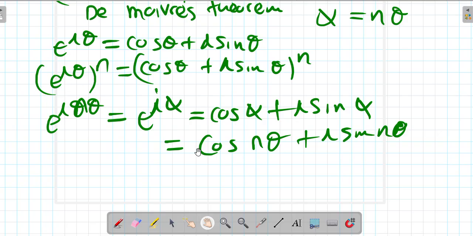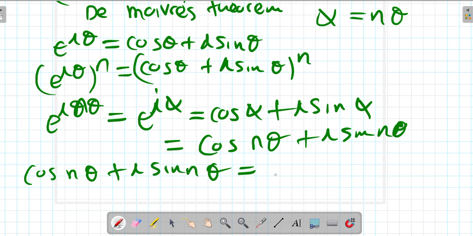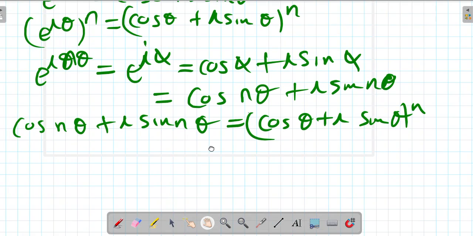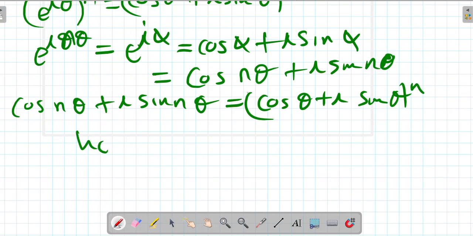Therefore, the left hand side is equal to cos n theta plus i sine n theta, which is equal to the right hand side, cos theta plus i sine theta to the power n. So De Moivre's theorem has been proved, hence proved.